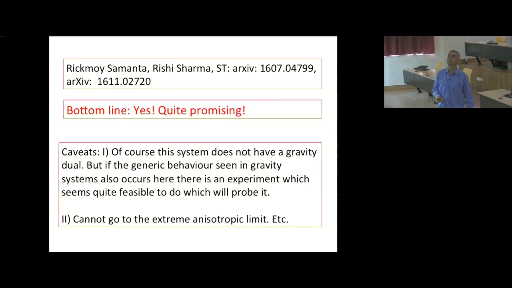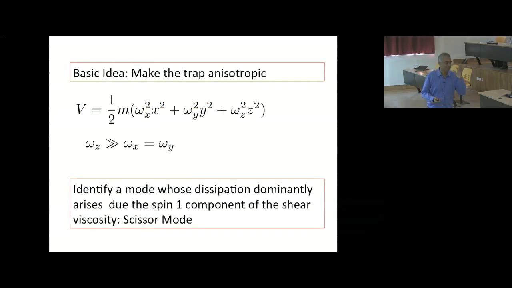Rishi Sharma, my colleague at TIFR who is an expert who works on cold atom systems and so on. And the bottom line is, with all the caveats, that actually it's quite promising. We want to suggest to experimentalists that it's well worth their trying to look for this kind of a feature, okay? Now the caveats, of course, are, first of all, we are not claiming we have a gravity dual for these kind of experimental systems. And also, as you'll see, we can't quite drive the system to extreme anisotropy, only to anisotropies of order 1 and so on. So with all those caveats, it's well worth looking.